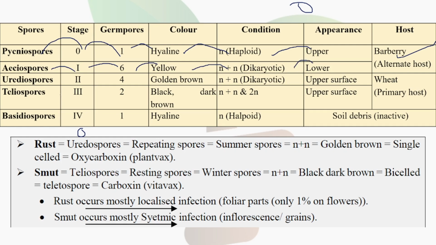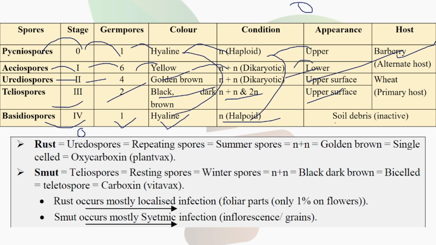Here they may ask which spore is produced on which surface. Pycnospores are produced on the upper surface of barberry, while aeciospores are produced on the lower surface of the barberry. Please remember these 2 points. Another important point: urediospore, stage 2, has 4 germ pores, golden brown, dikaryotic N plus N, on wheat. Teliospore, stage 3, has 2 germ pores, black or dark brown, N plus N, on wheat. Basidiospore, stage 4, has only 1 germ pore, hyaline. Pycnium and aecium are hyaline and haploid. They survive in soil debris in an inactive form for some time. If there is any doubt in this, tell me; otherwise we'll go further.